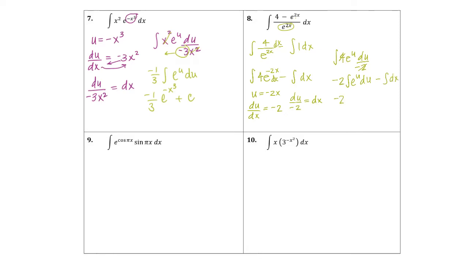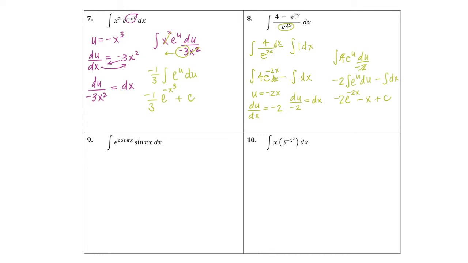So we're going to have negative 2 e to the u, but we saw that we let u be negative 2x. And then minus, if we integrate dx, that's just going to be x, because it's 1. And then plus c.